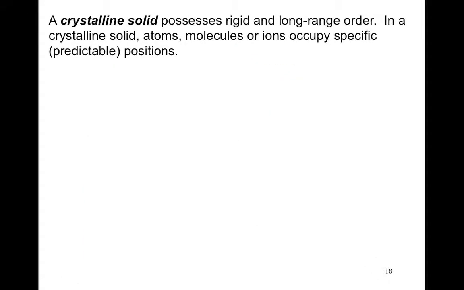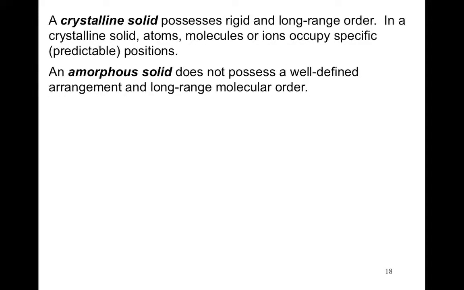A crystalline solid, if it's a crystal solid, then it possesses rigid and long-range order. In a crystalline solid, atoms, molecules, or ions occupy specific positions. And so crystals basically means it's a solid that's very orderly. Now, not all solids are really orderly. There's solids like an amorphous solid. Amorphous is like without form. It does not possess well-defined arrangements or long-range molecular order. This would be something like glass or frozen honey. It doesn't form distinct crystals. It forms crystals without shape, which is why when you break glass, it creates all these weird little jagged edges.